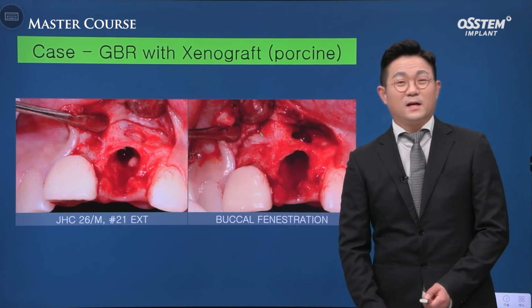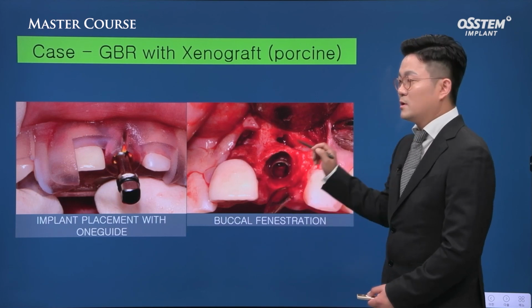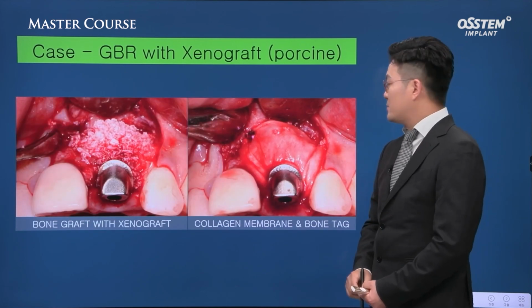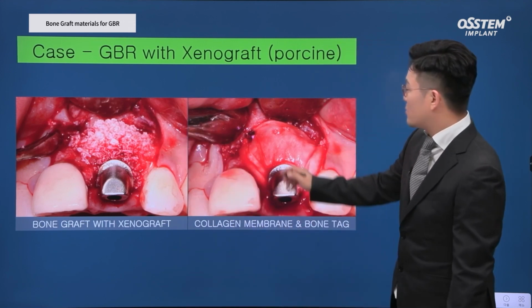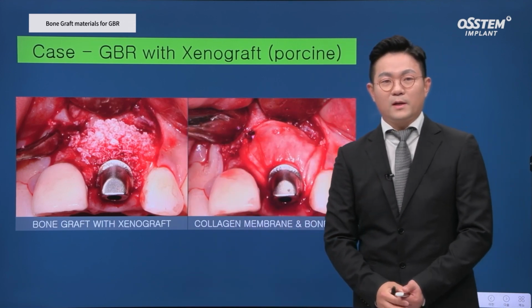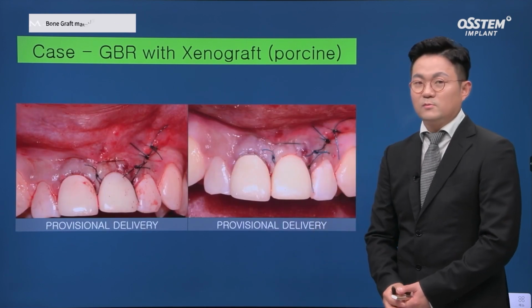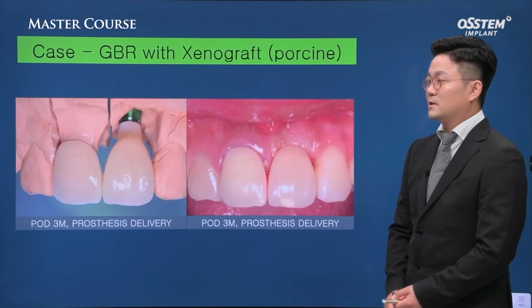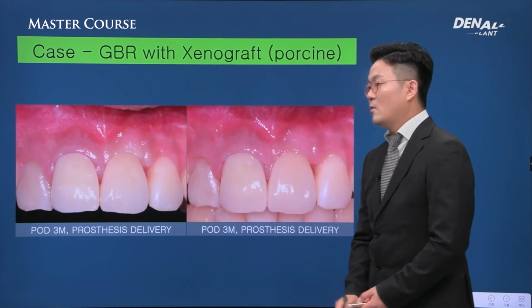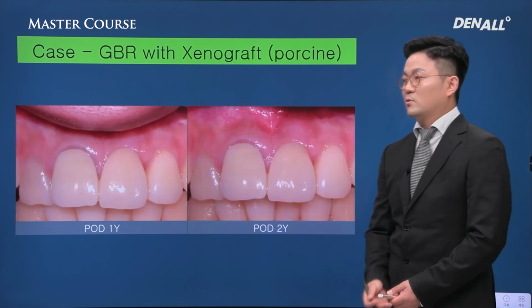Fenestration is observed, and after placing an implant, gap filling would not be sufficient, so a huge volume of bone graft was done, and bone tacks were inserted at the apex. Sufficient GBR was conducted, provisional was delivered, and final prosthesis was delivered. It was finished quite well. Post of 1 year, 2 years, it is maintained.